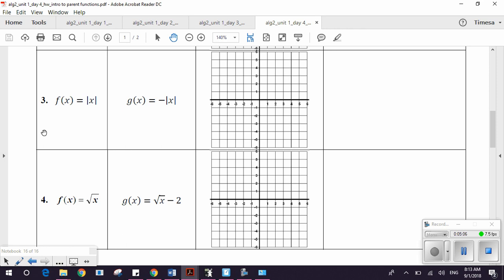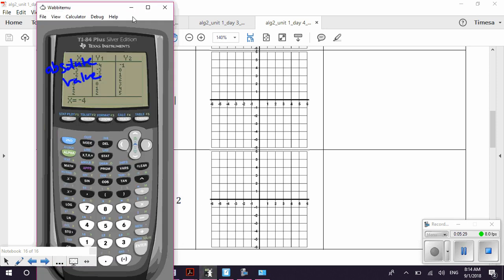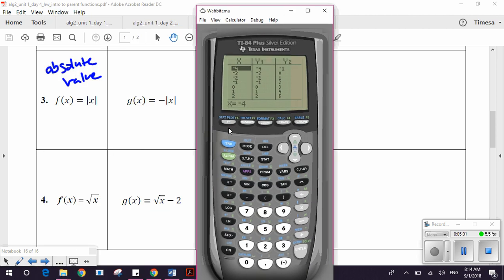All right. Number 3, f of x is equal to absolute value of x. G of x is equal to negative absolute value of x. So this is the absolute value family. All right. And now let's graph both of these functions. Under math, num, there's absolute. That's one way to get there. There's different ways, trust me.